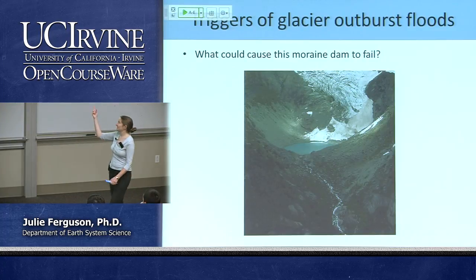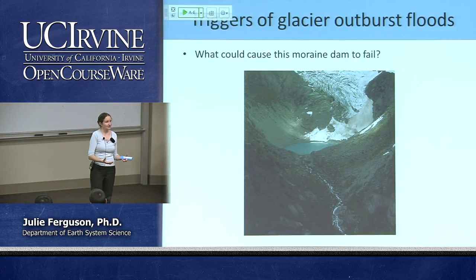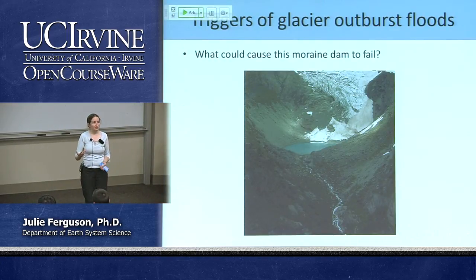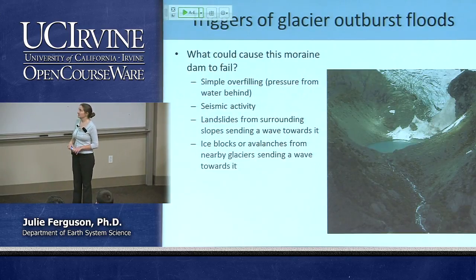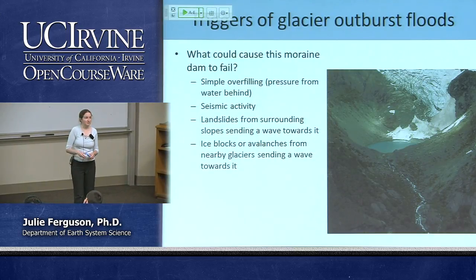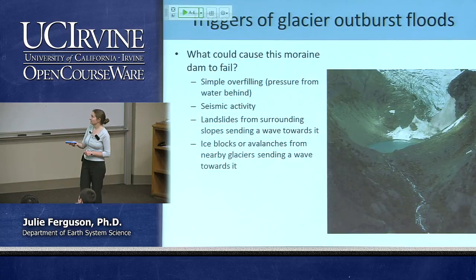Rocks, absolutely. You can see how steep that little cirque is. Do you remember we said that our glacial valleys are really steep? And so again, they're really unstable. And so all of those things. So good work. I think you got all of mine. Absolutely. So simply overfilling it, so pressure from behind. We have seismic activity, landslides from surrounding slopes, or ice blocks or avalanches falling into that. Absolutely. Good work, guys. It's a good sign.